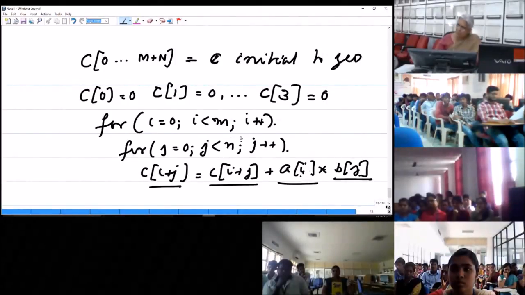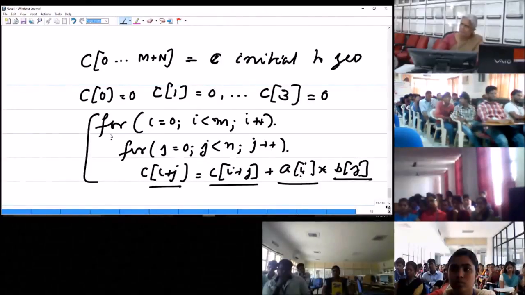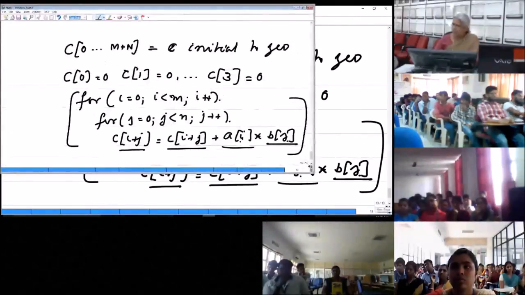A of i corresponds to the ith coefficient in polynomial P of X. And what does the ith coefficient represent? It represents the term with a particular degree of X. Similarly, the array B at the jth index contains the term with degree j. And this is all there is to this polynomial multiplication problem. I hope this is clear.